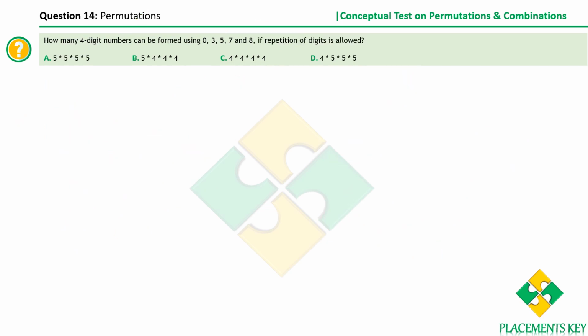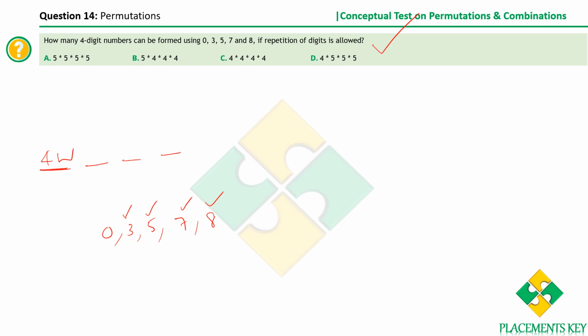Let me take one more question here. How many 4-digit numbers can be formed if repetition is allowed? It's a 4-digit number with blanks 1, 2, 3 and 4. The digits are 0, 3, 5, 7 and 8. The first blank can be filled in how many ways? It can be filled with 3 or 5 or 7 or 8. So only 4 ways, because 0 can't come here again.